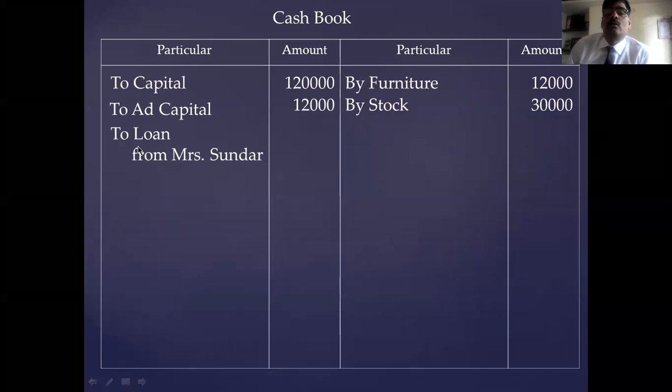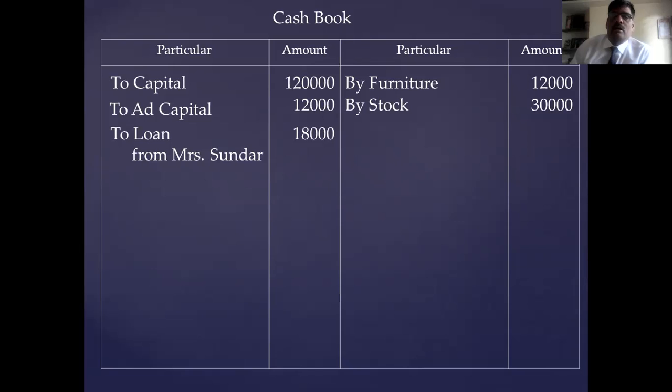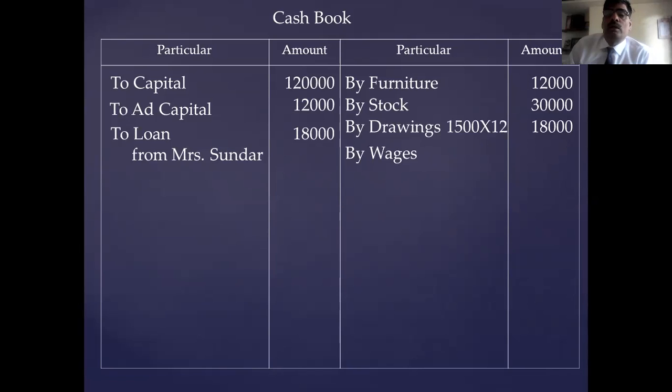After the additional capital, loan taken from Mrs. Sundar 18,000 is there. This is in the first paragraph, and drawing is there. You take drawing 1,500 per month into 12. 18,000 is the drawing, it is the payment. Then come to the transactions during the year. Wages is there, payment of wage you take in the payment side. Then carriage inward you take. Then discount is a non-cash transaction.